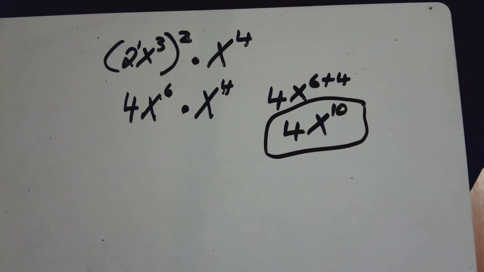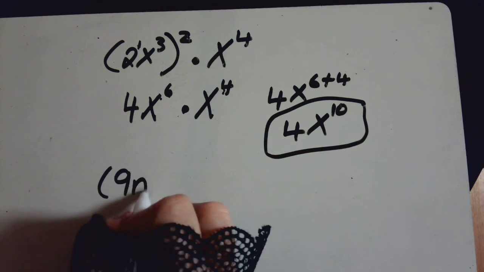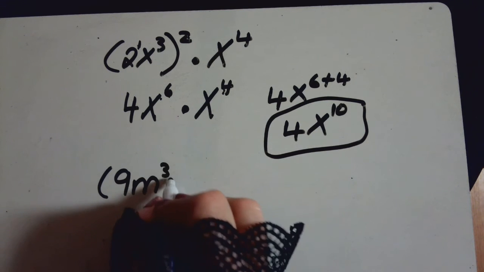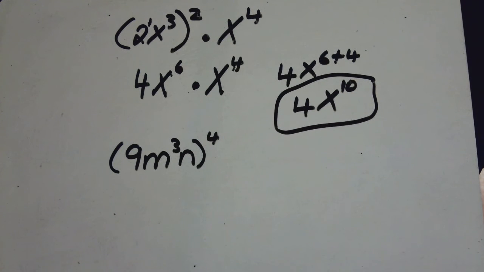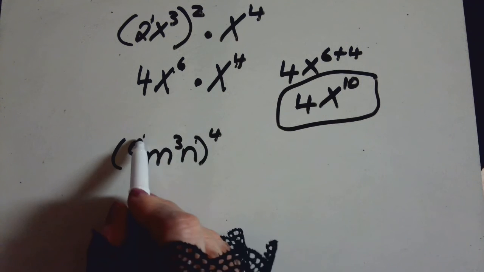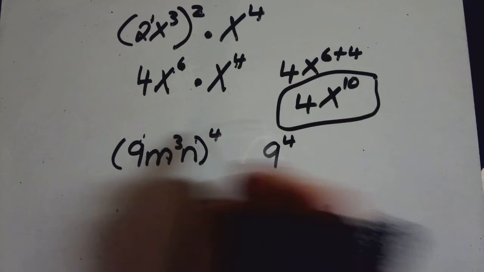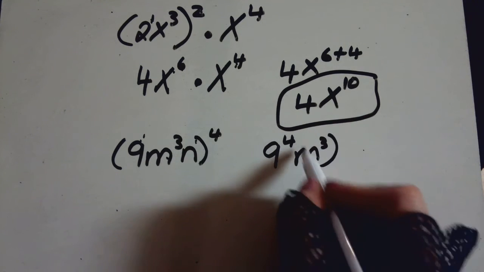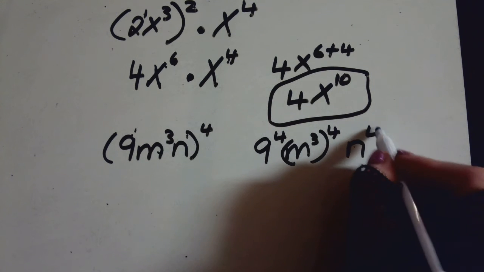Okay, so look at how it's broken down. I'm going to do a couple more. So you can see a couple of examples: (9m cubed n) all raised to the 4th power. Okay, so that means we have a 1 on all of these. So let me write it out. That's 9 to the 4th, (m cubed) raised to the 4th, and n raised to the 4th.